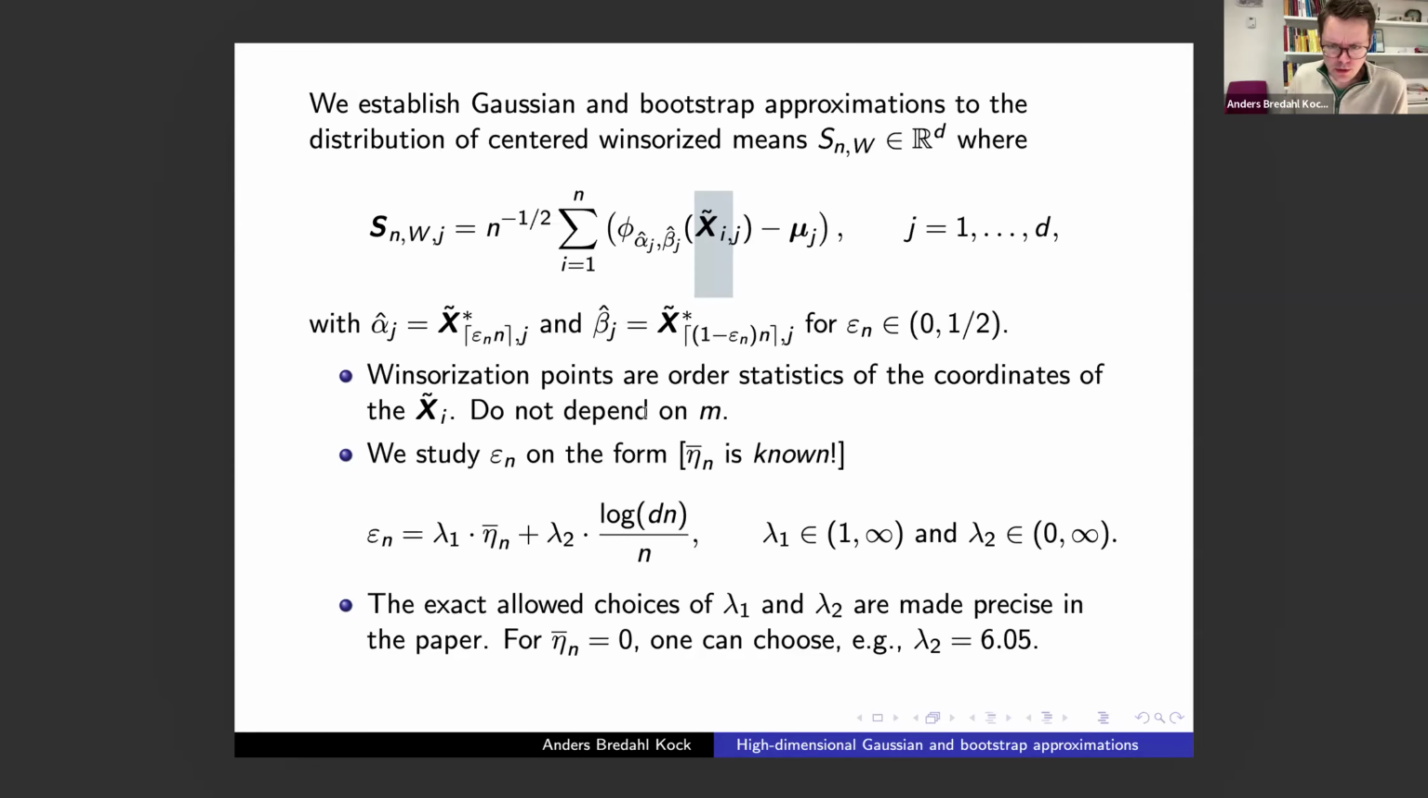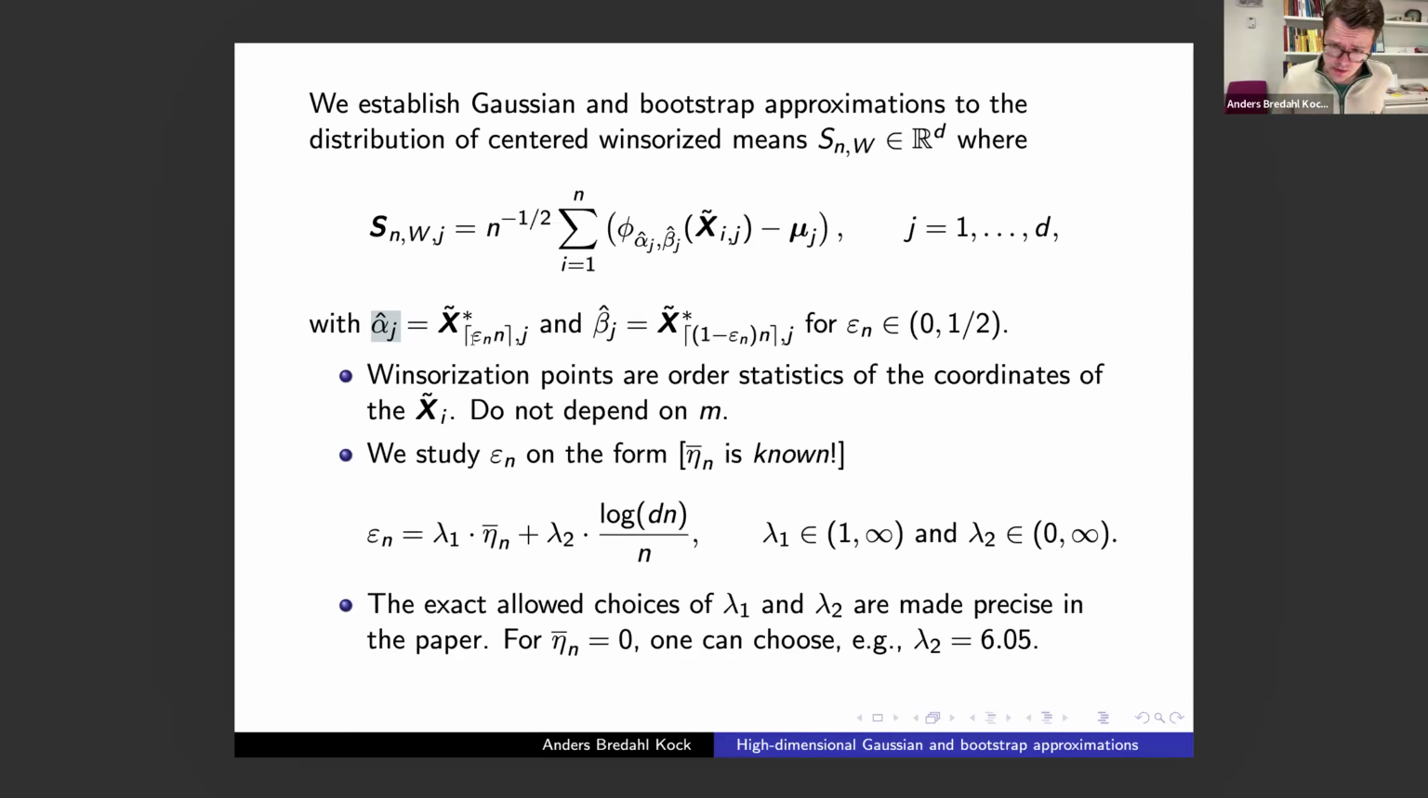Okay. Notice that alpha j hat and beta j hat do not depend on m. That is the difference to the trimmed means studied in the earlier paper. There, the location of trimming depends on m, which is typically unknown. However, we must apply an epsilon n here.